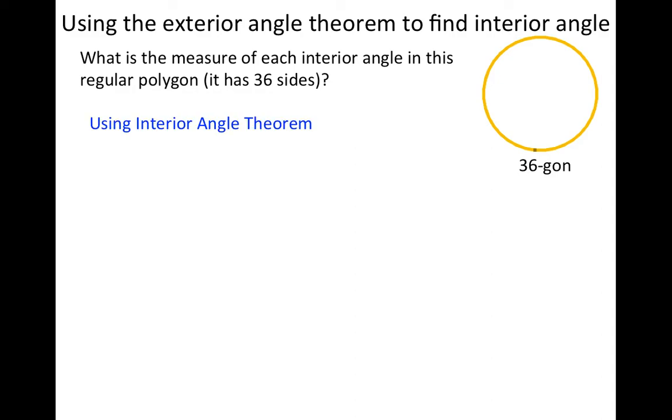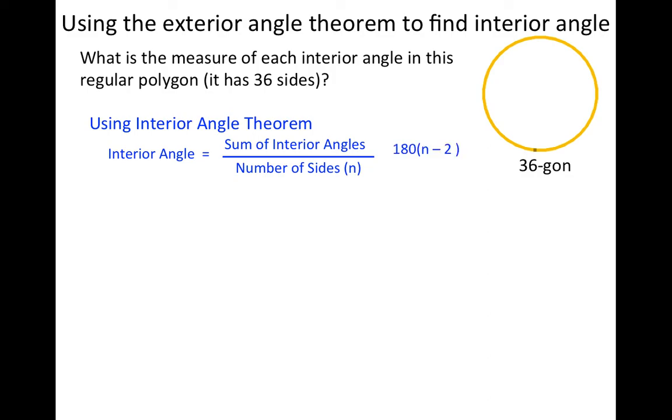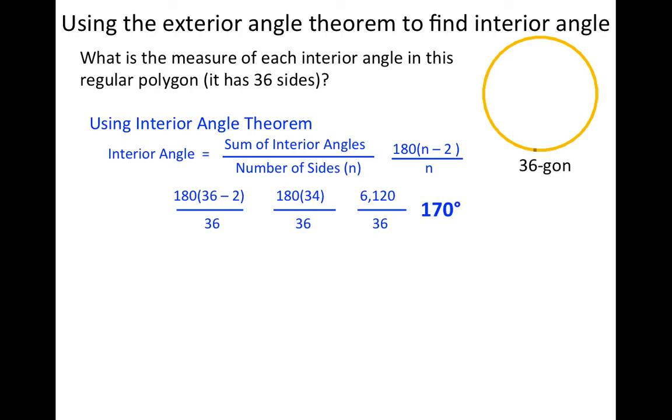Well, we know the interior angle theorem. We can always do it that way. The interior angle theorem just says we take the sum of the interior angles over the number of sides, and the sum of the interior angles is just 180 times n minus 2, and the number of sides is going to be 36. So I take 180 times 36 minus 2 over 36. That's the same thing as 180 times 34 over 36. I don't know my 180 or 34 tables, so I would have to calculate this out to be 6,120, and then I'd have to divide it out, which would not be easy, to get 170 degrees. So it's totally doable using the interior angle theorem, but it was a little bit difficult. The math was a little tedious.